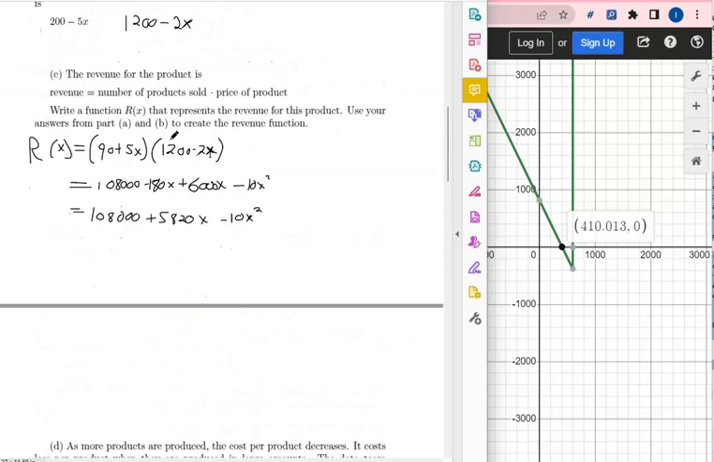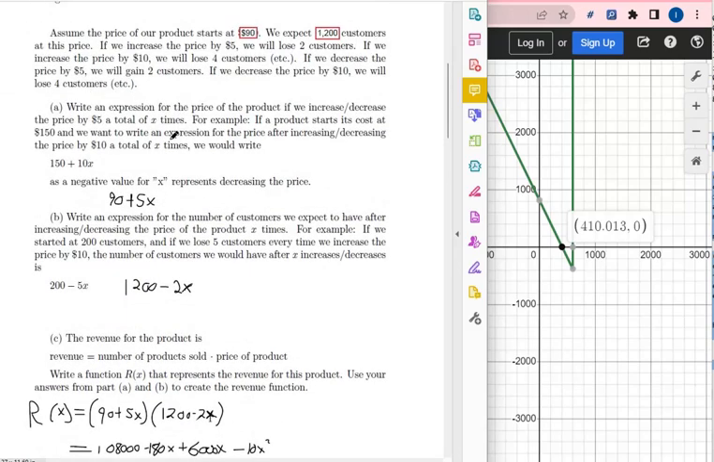So to find out what price it should be, you found out what x needs to be. You found out the number of times you need to change it. So to figure out the price of the product, you just need to plug in your number for x back in here, and then you've got the price that would maximize your revenue.